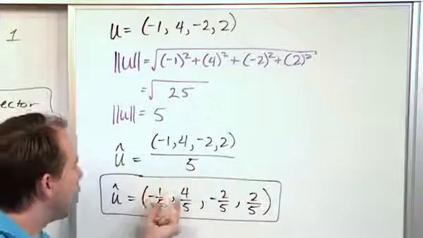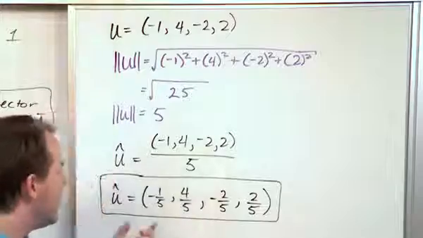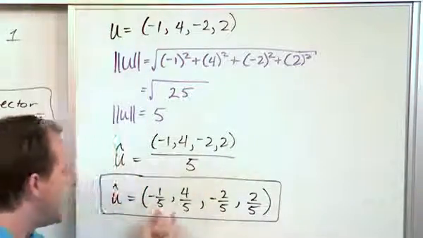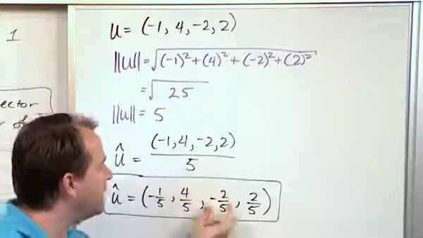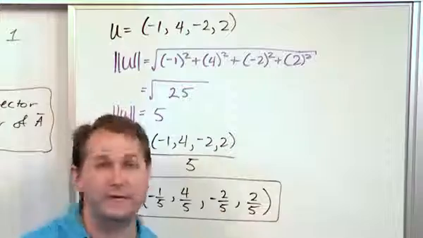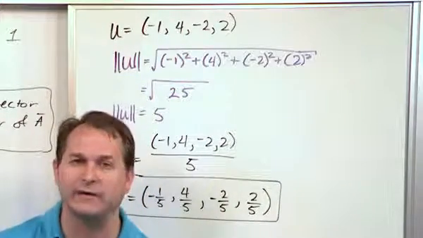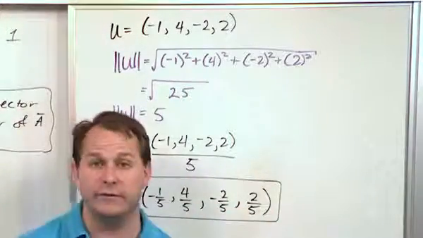So again, for our newly calculated unit vector, the length should be 1. If you get a calculator out and take 1/5 and square it, take 4/5 and square it, take -2/5 and square it, and take 2/5 and square it, add all 4 of those together and then take the square root of the answer, you're going to get 1. So that proves that this is simply a unit vector.